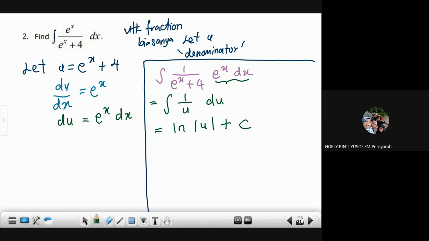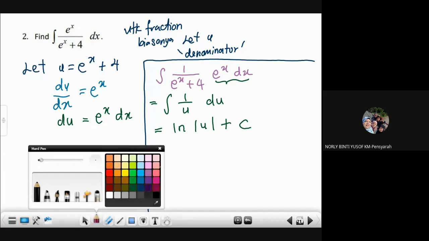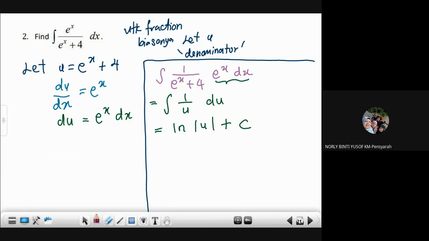Okay. Lepas tu kena ganti balik lah, sebab soalan asal adalah integral dalam dx. Cuma you pakai kaedah substitution u. So ganti u tu balik dalam x. So u tu yang ni, yang asal, first you let tadi. So ln of e^x plus 4 with the modulus sign plus c. Okay. So that's the answer.